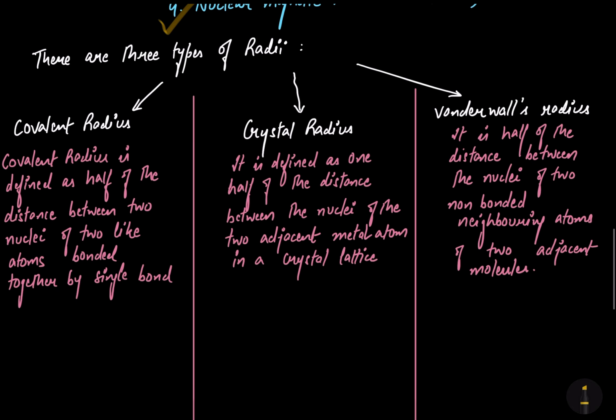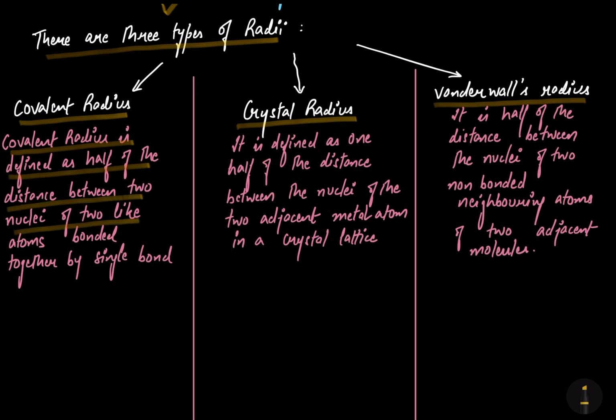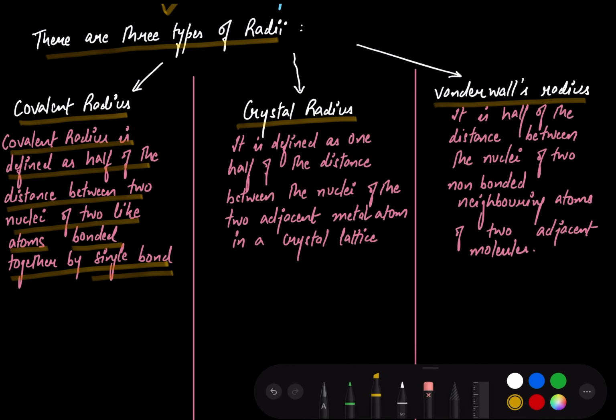First of all, there are three types of radii. The first one is the covalent radius, the second one is the crystal radius, and the third one is the van der Waals radius. Now let's talk about the covalent radius. Covalent radius is defined as half of the distance between the two nuclei of two like atoms. Two like atoms means H2, Br2, I2, Cl2, N2, O2. But they must be bonded together by only a single bond. That means Cl2, Br2, I2, but not O2 because it has two bonds, and not N2, which has three bonds. So let me make you understand this thing first.